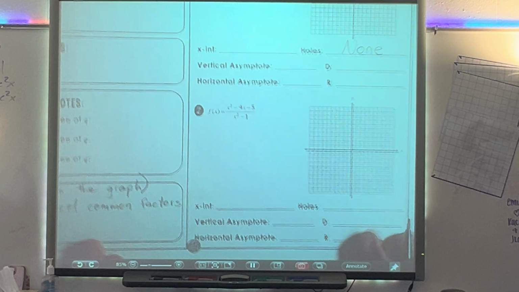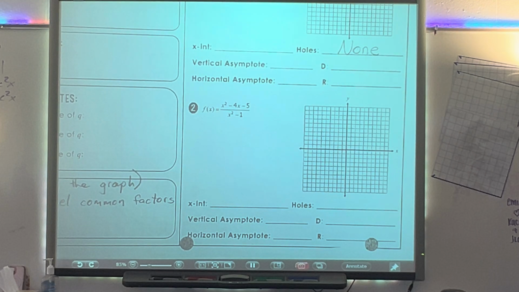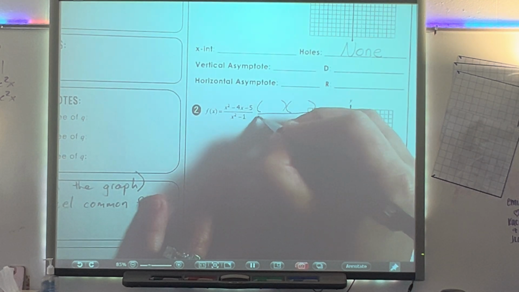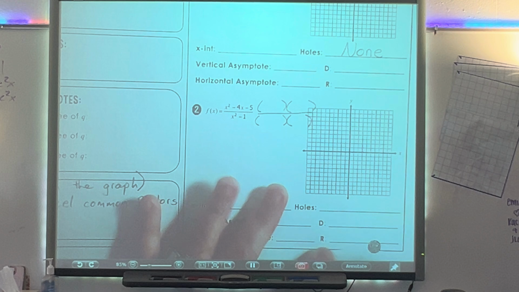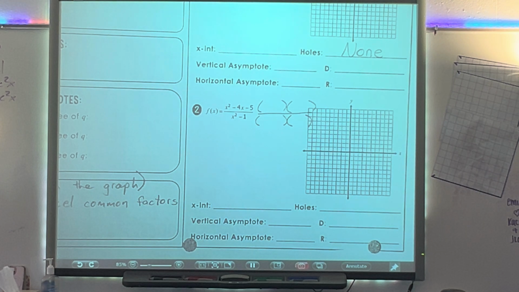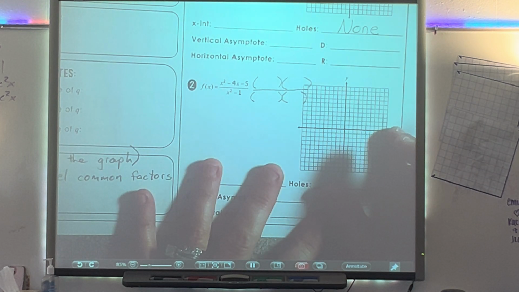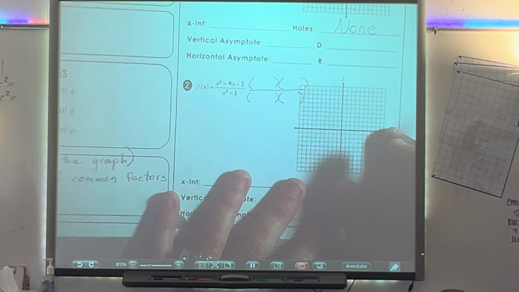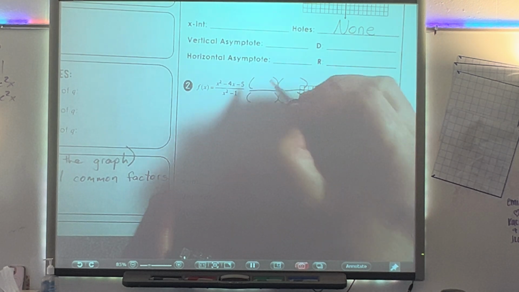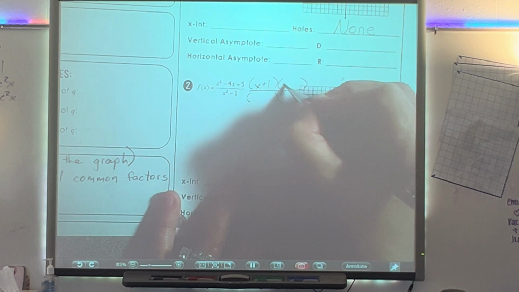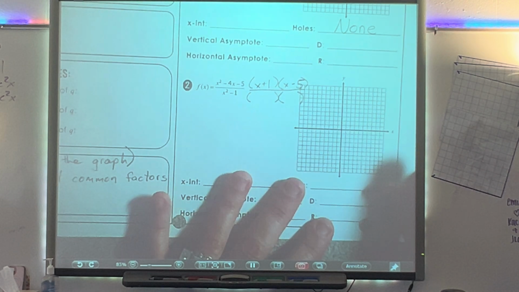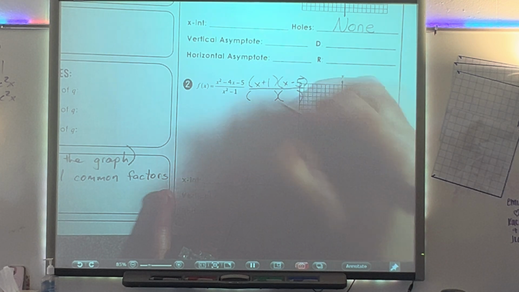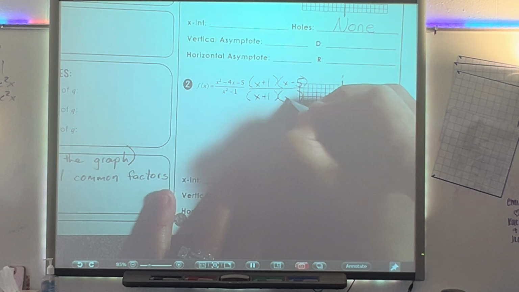Okay, so I'm going to come down here and look at this one. I'm going to do the same thing. I need to factor my numerator and my denominator here. All right, how does your numerator factor? x plus 1 and x minus 5. All right, what about my denominator? How does it factor? x plus 1 and x minus 1.